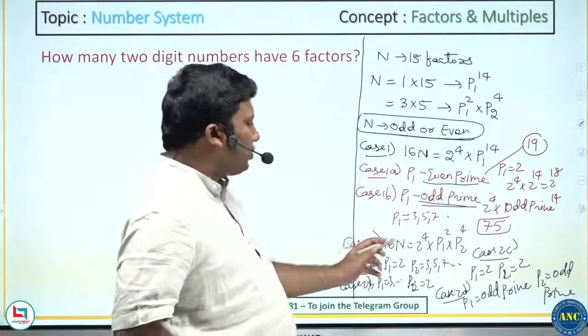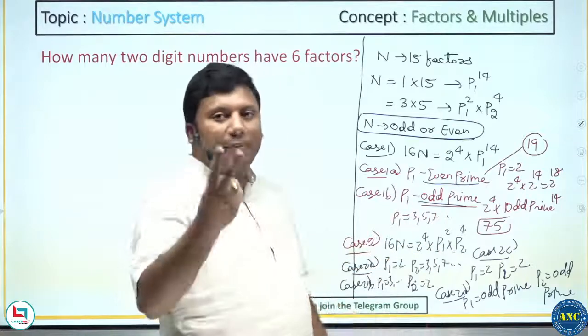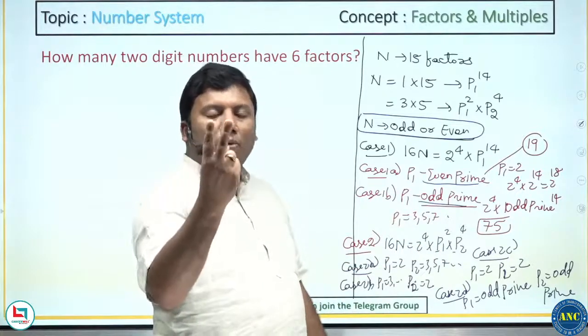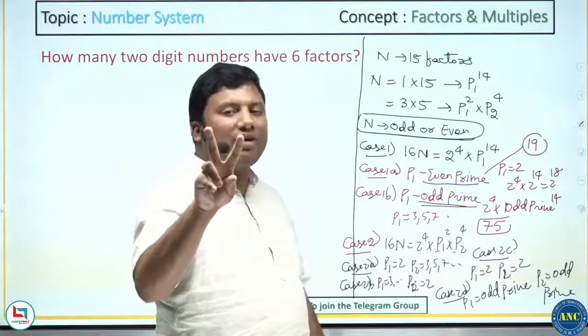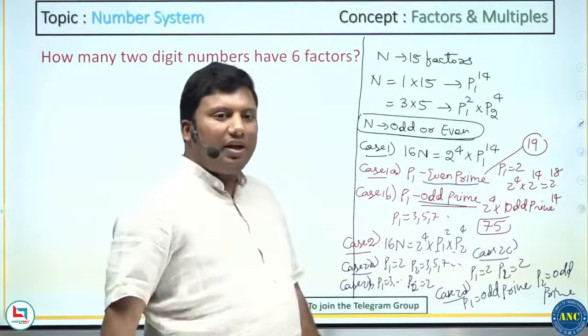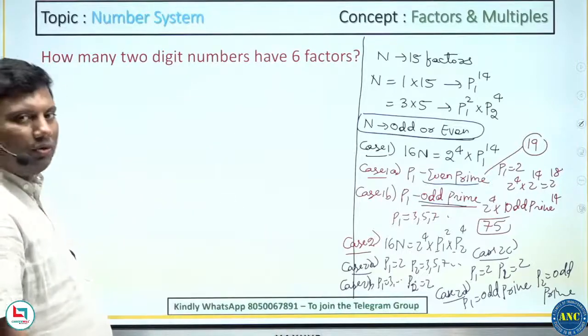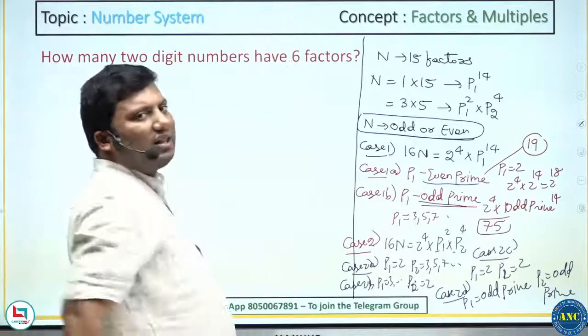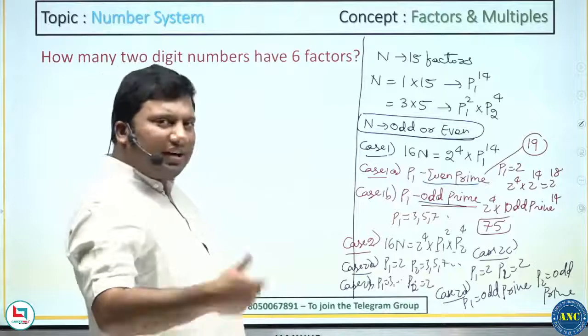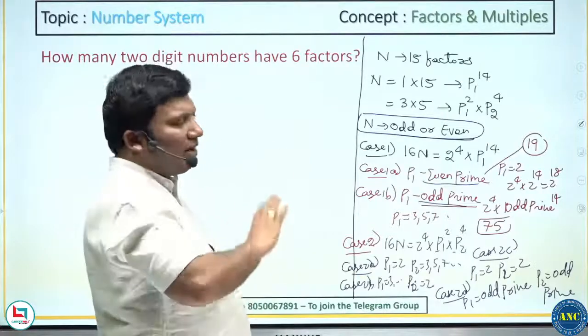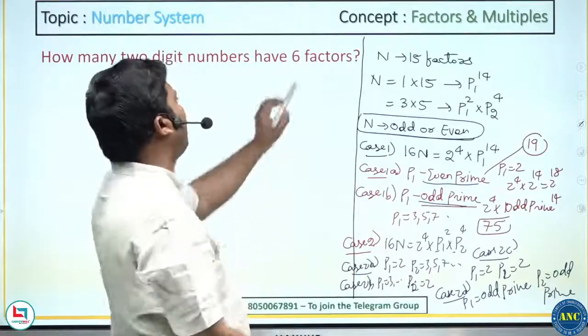In case number 2, there are p1 and p2, two prime numbers. Both of them can be even prime, both of them can be odd prime. One can be even, one can be odd. Lot of calculation we need to do. I hope you got the idea of solving this question. Little enumeration based question, but the idea should be very, very clear to you.